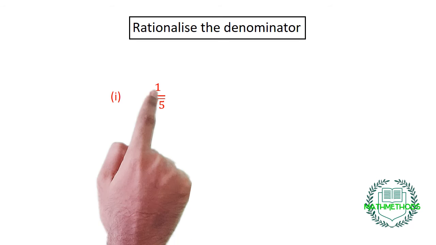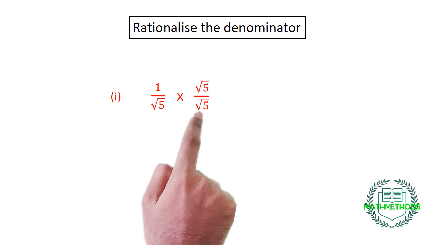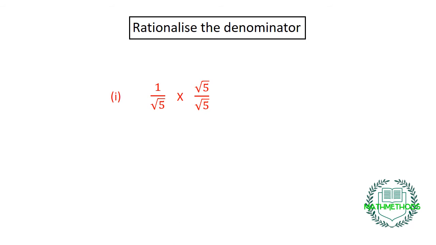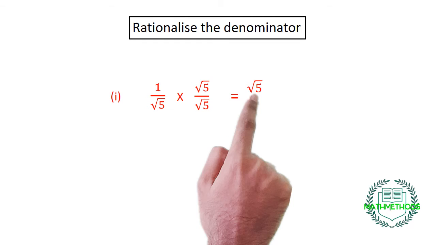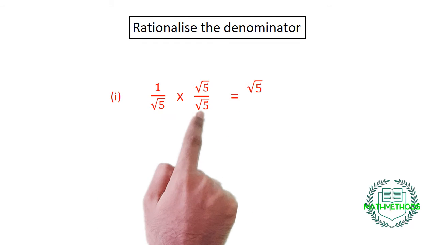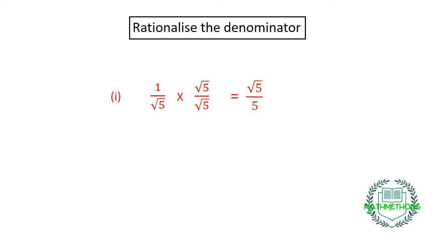So multiply the numerator as well as the denominator by root 5 to get an equivalent fraction with the rational number as the denominator. Now 1 multiplied by root 5 equals root 5, and root 5 multiplied by root 5 equals 5. The denominator is now the rational number. Thus, we have rationalized the denominator.